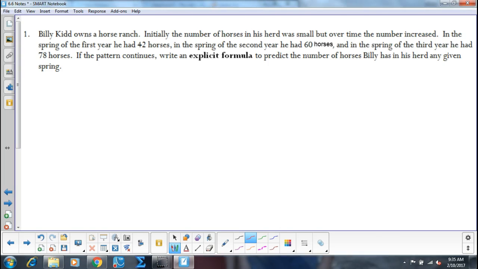If the pattern continues, write an explicit formula to predict the number of horses Billy has in his herd in any given spring. Okay? First thing you need to decide is is this arithmetic or is this geometric? So we went 42, then 60, then 78. Arithmetic or geometric? Arithmetic. Why arithmetic? Adding 18 every time, right? So that is an arithmetic.